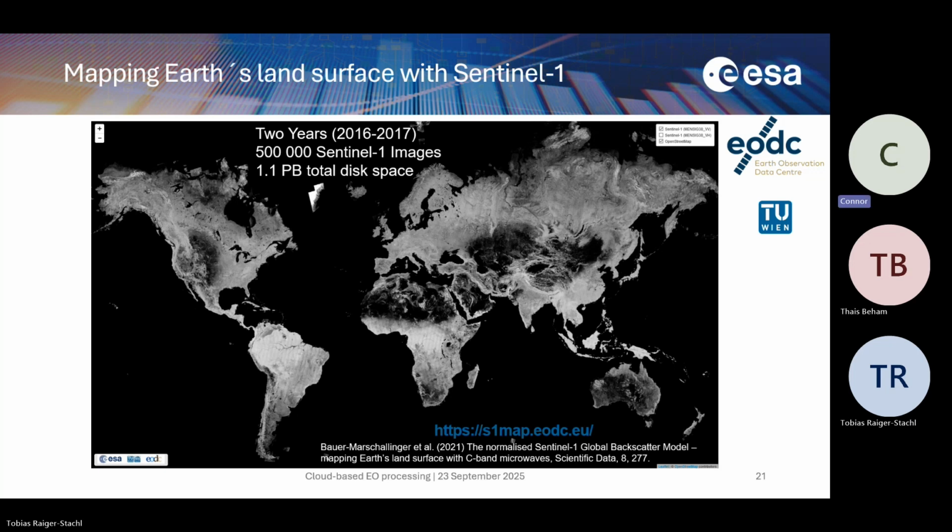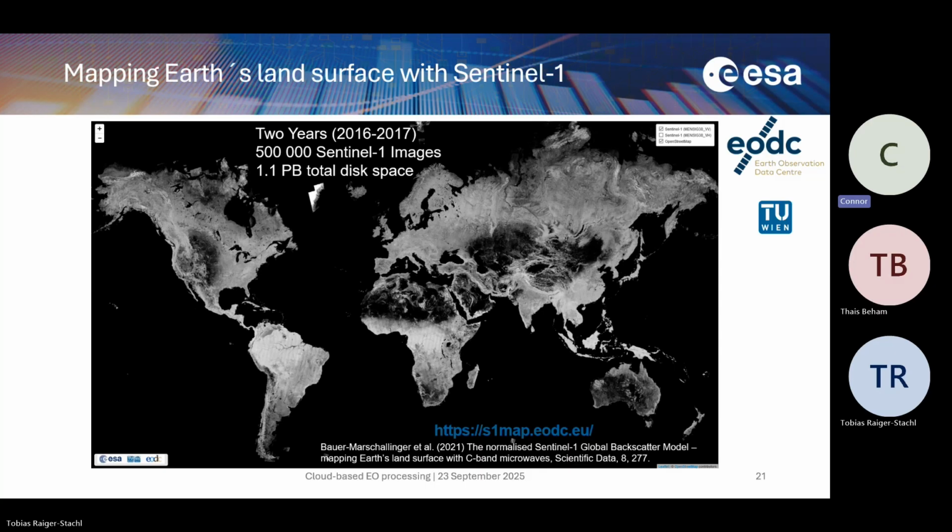Also, something important to pinpoint is that these data, which are freely available, by the way, are available in two channels, which are VV and VH. I don't know if you're familiar with the channels of Sentinel-1. But anyway, it's also very important to say that, at least for these global composites, everything is normalized to a single incidence angle, which is 38 degrees.